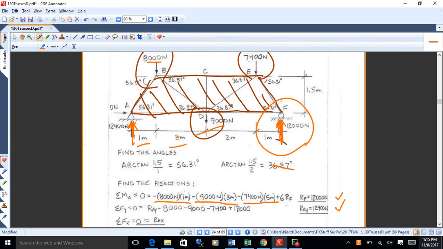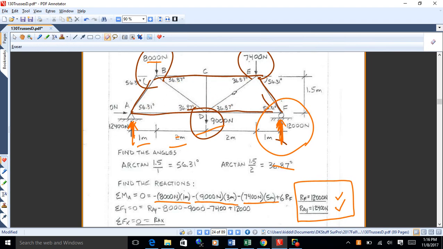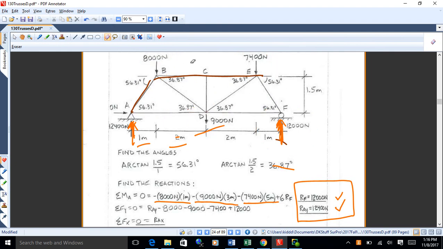Okay? So before you try and do a truss analysis, generally speaking, you want to find the reactions on the truss first. Okay? You always want to do that. So that's step number 1. Okay. Step number 2, are we good with that? Getting those reactions? We got any questions on that? Good?